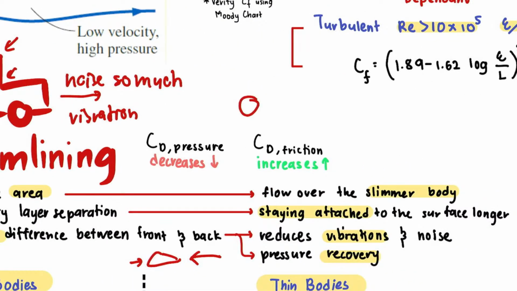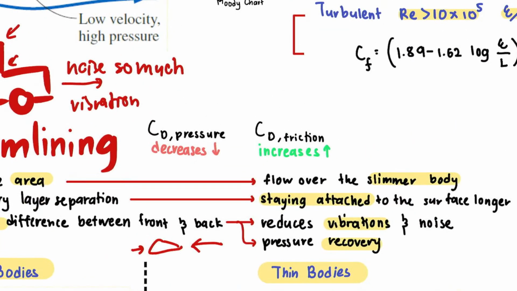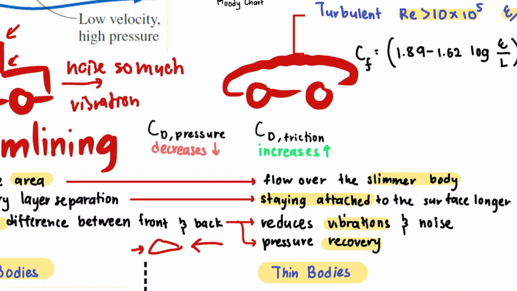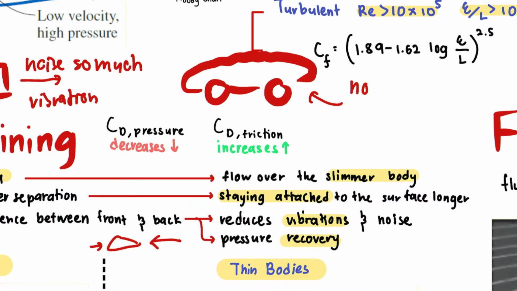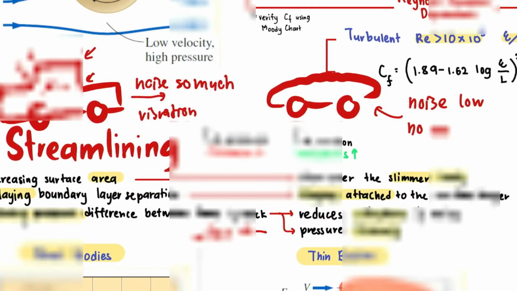But if you drive a car, oh my god, this does not look as appealing as study. Wait, let me draw again. Okay, jap. If you draw a car, very sexy car. So at high velocities, it will produce much more lower noise. Noise low. No vibration. Okay. So that is the difference.